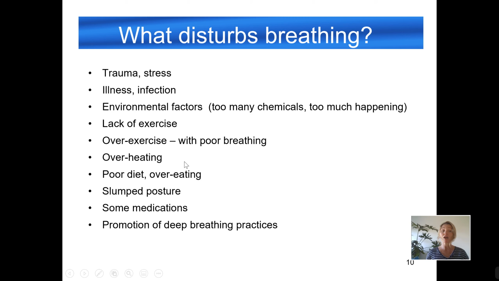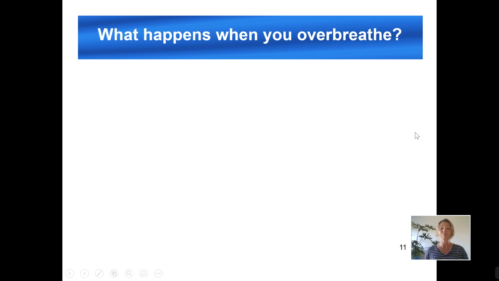Lack of exercise or too much exercise with a poor breathing pattern. Getting too hot. Poor diet, and again we'll talk about this later. Poor posture, some of the medications you might be taking, and doing too much deep breathing. That's something that we often do because we think it's really good for us, but certainly there is too much of a good thing, and we'll find out why in a moment.